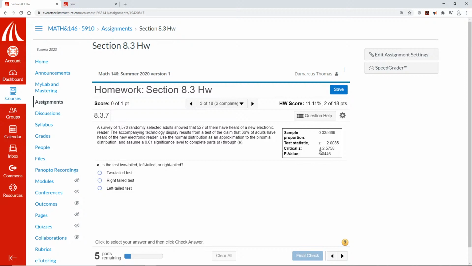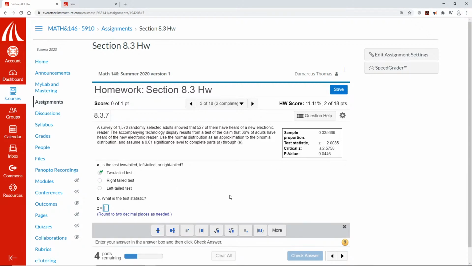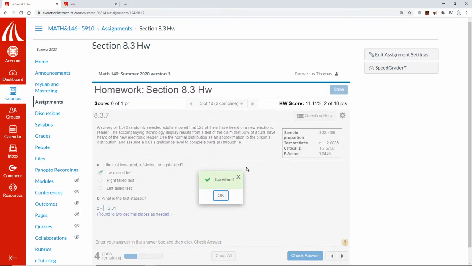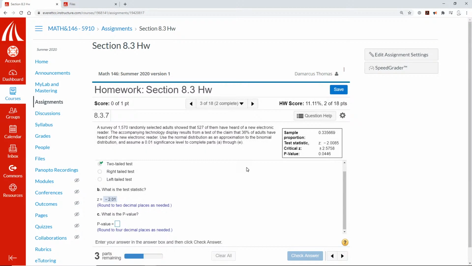Now there's two critical values. They're saying that the critical values are plus or minus. That means that it's a two-tail test because we have two critical values. What is the test statistic? Negative 2.00. What is the p-value? 0.04.